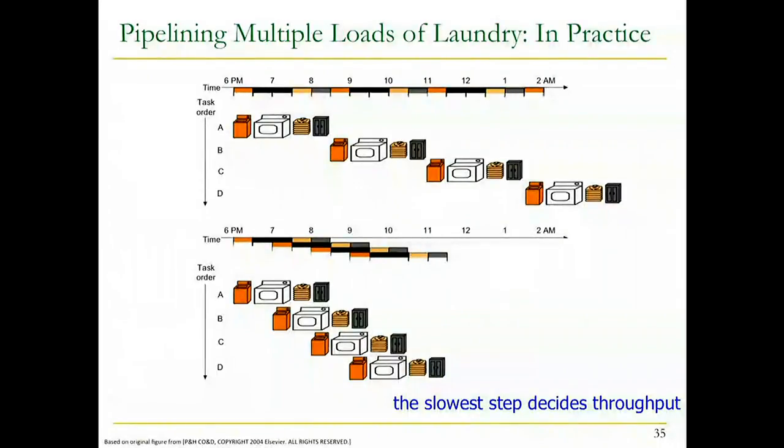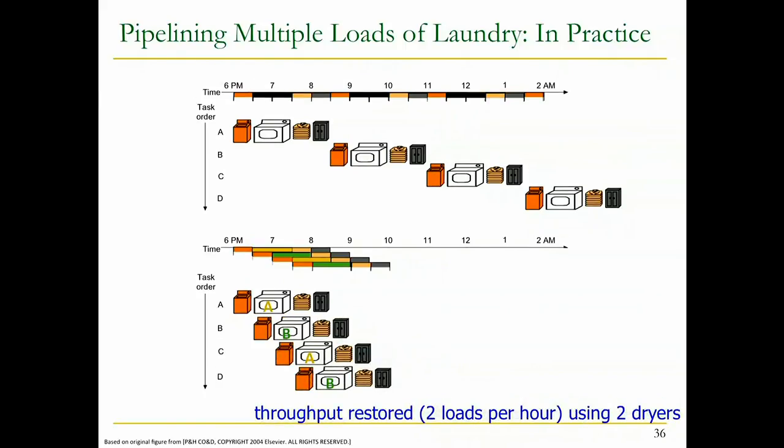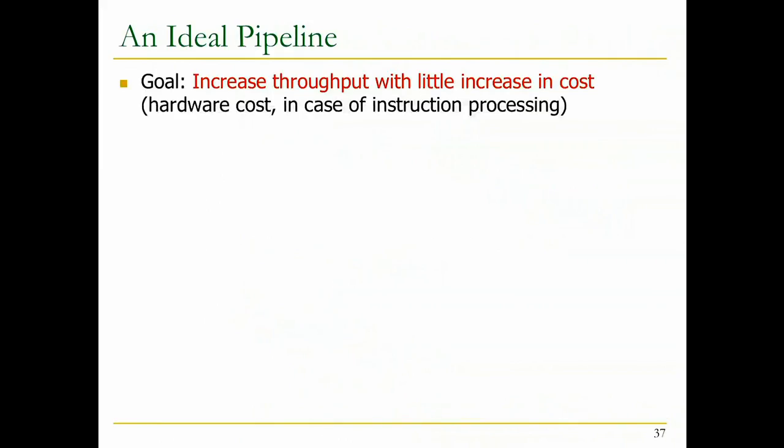Now, how do you fix this problem? The same thing happens with instructions as well, right? If your register file access takes 2 cycles, you have the same problem, right? How do you fix this problem? Have a faster dryer. That's one solution. Buy another one. Excellent. Buy another dryer. Right? Using 2 dryers, now you restored the throughput, right? Dryer A, dryer B. Now, if you want to have a high throughput pipeline, you add hardware, basically. That's the takeaway.